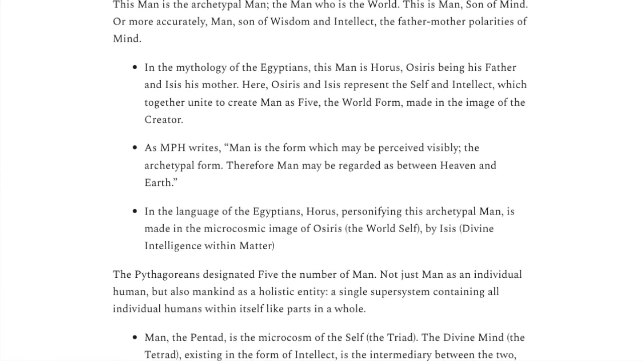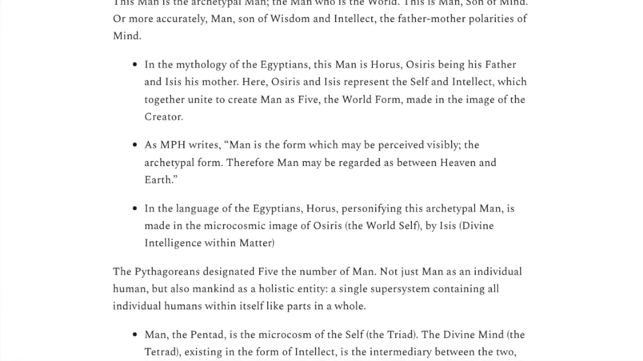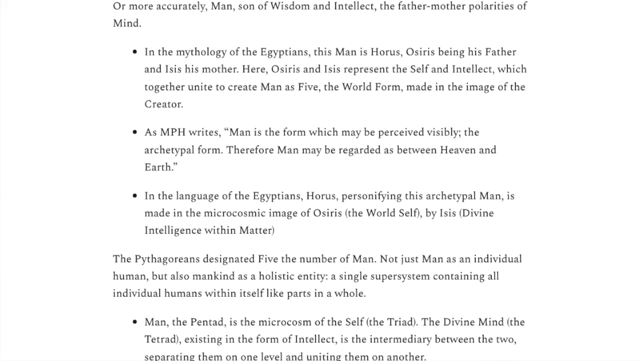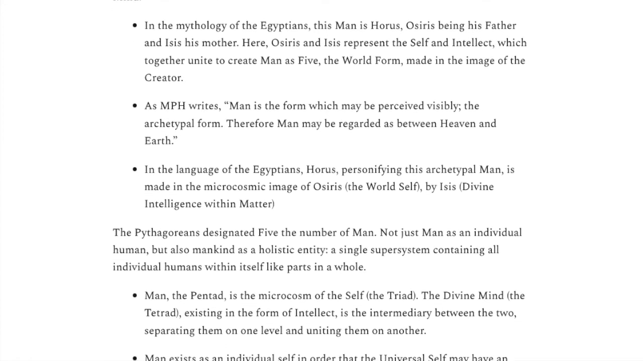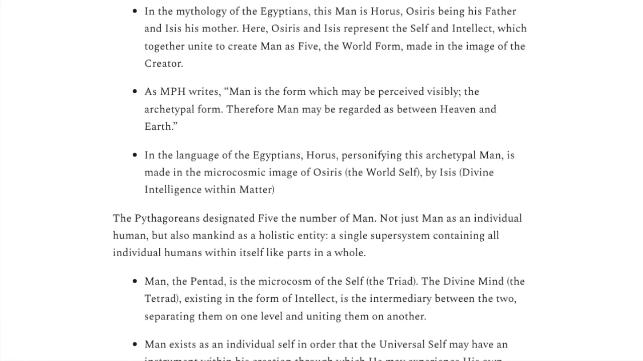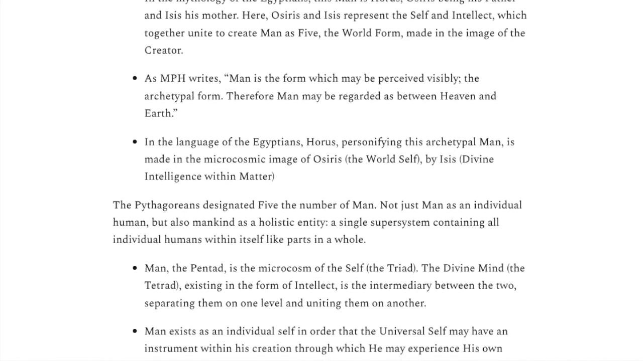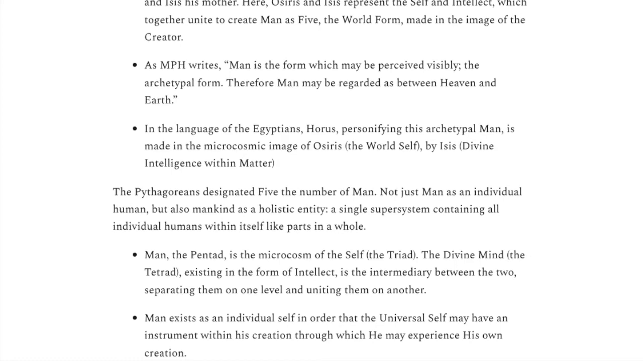In the language of the Egyptians, Horus, personifying this archetypal man, is made in the microcosmic image of Osiris, the world's self. And Isis is the power that does this fashioning of Horus. The Pythagoreans designated 5 the number of man, not just man as an individual human, but also mankind as a holistic entity, a single supersystem containing all individual humans within itself, like parts within a whole.